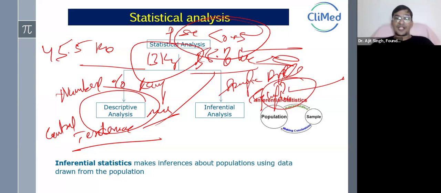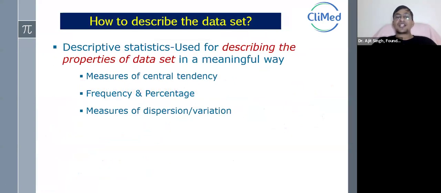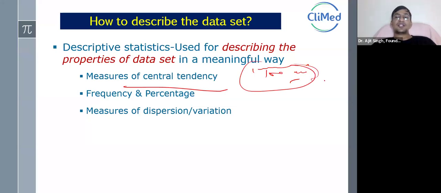Okay, so let me tell you these first descriptive statistics, how to describe the data. First of all, there are measures of central tendency, then frequency and percentage, and measures of dispersion and variation. Let me tell you just the basics here. What is central tendency? Suppose there are 100 people in the class, right? I'm asking, just describe your class in one line. Describe the weight of your class in one line, or describe the result of your class in one line.